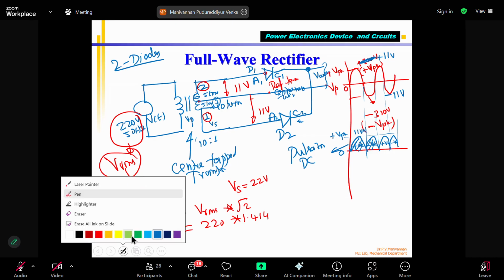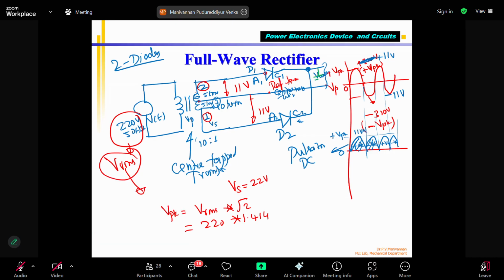And if you want to smoothen the pulsating output, you need to add a capacitor C. Then what you will get is a constant DC voltage. This is 0 volts. VDC, or V average, of this will be like a constant DC voltage. For that, you need to add a filter capacitor. So this is the advantage of the full wave rectifier.